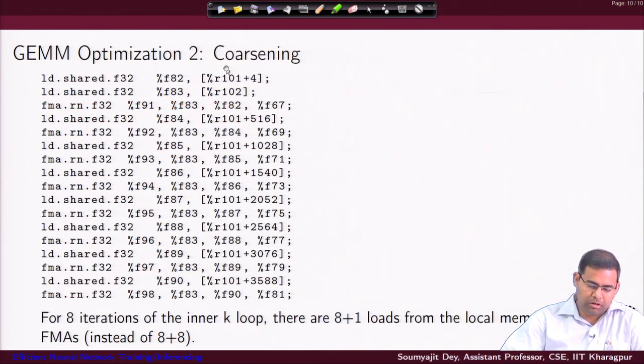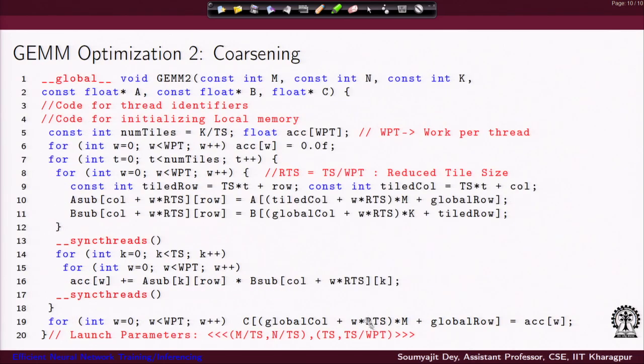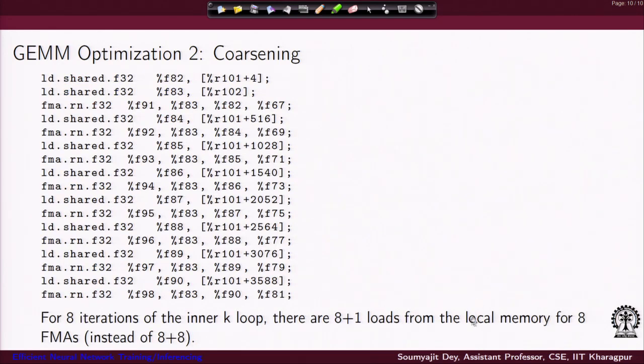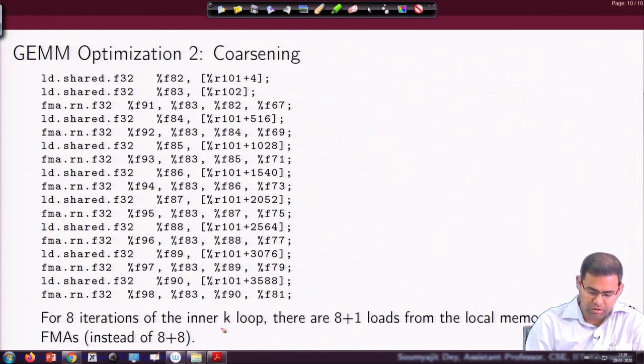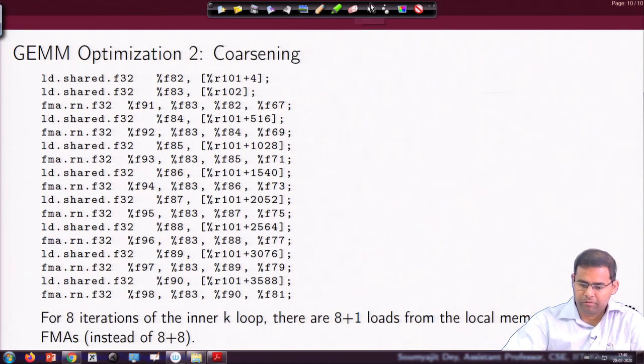If you compare the number of loads here, this is the PTX considering that you have a coarsening factor of 8. So, for 8 iterations of the inner loop, what is going on? You load this A sub once, and you have to load B sub 8 number of times to achieve 8 fused multiply-adds, right. Earlier the number of loads was 8 plus 8, but now it is 8 plus 1, right. This is basically the innermost loop actually, fine.